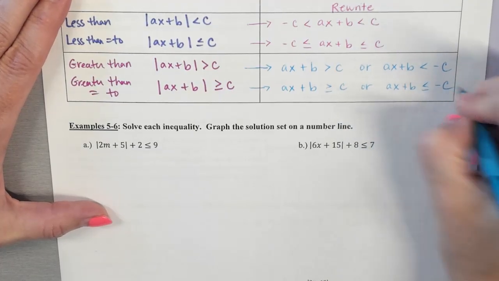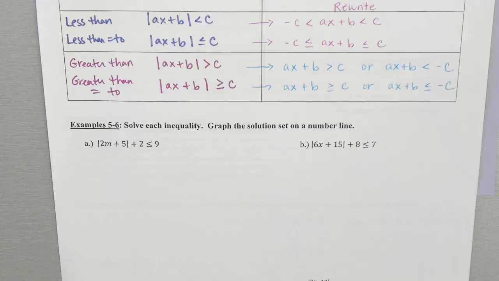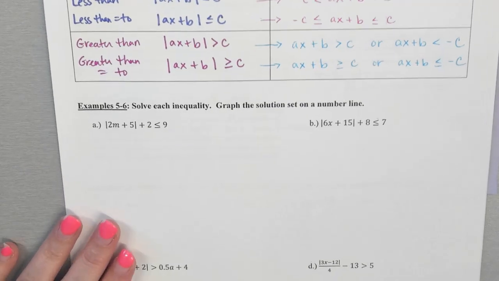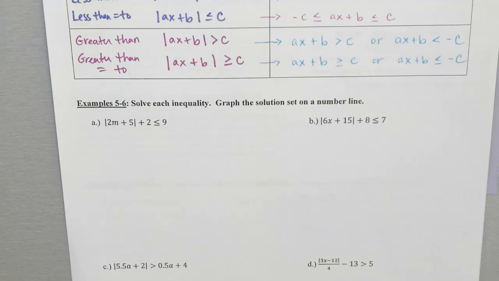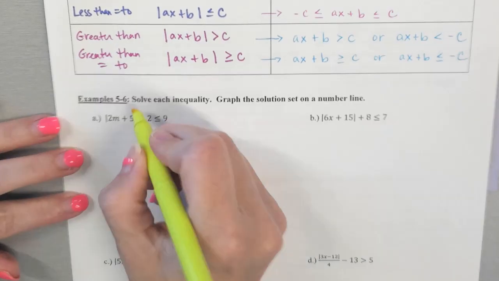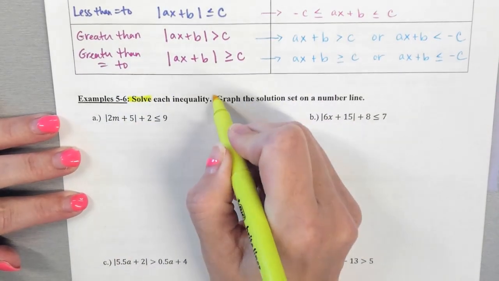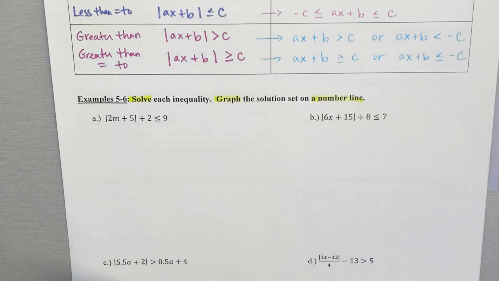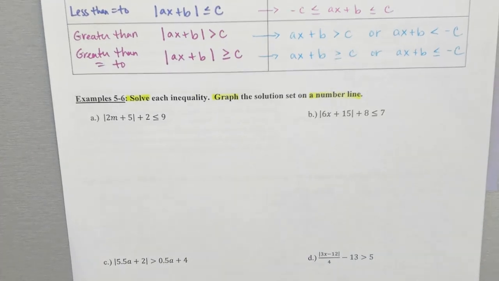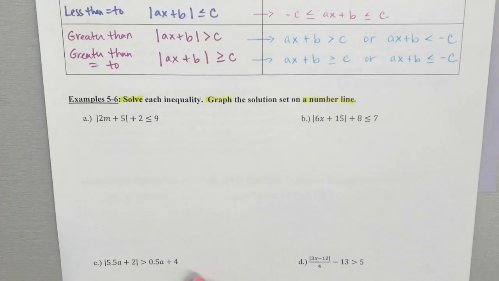Okay, so as you're first starting out doing some of the practice questions, you might want to refer back to this chart. So now it's nicely organized for us, so we can refer back to that. Okay, so we're going to solve each inequality and graph the solution set on a number line. Remember that your first step is always going to be, just like it was yesterday, you want to isolate the absolute value.